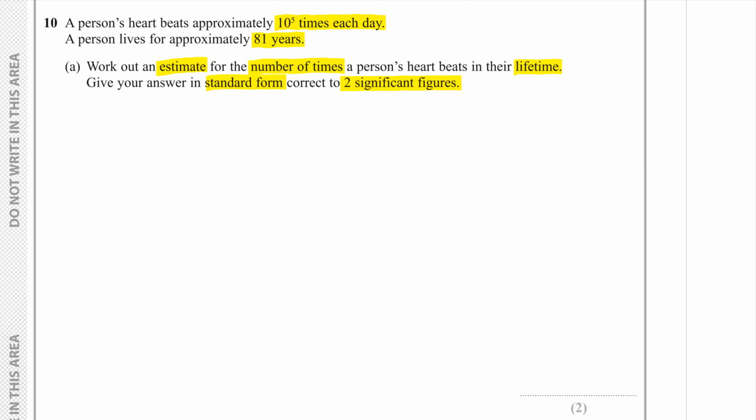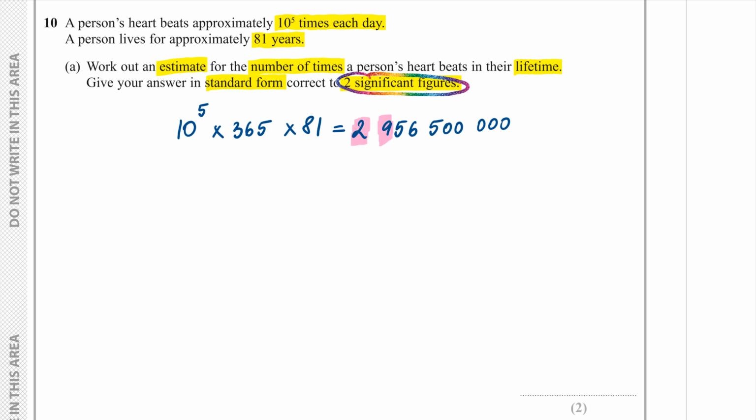From the first sentence, we have 10 to the power of 5 beats per day. There are 365 days in a year, so we times this by 365. And the second sentence tells us that a person lives for approximately 81 years, so we times this by 81. This is equal to 2,956,500,000. Rounding it to 2 significant figures, this becomes 3 billion. Writing this in standard form is 3 times 10 to the power of 9, because there are 9 zeros after the 3.